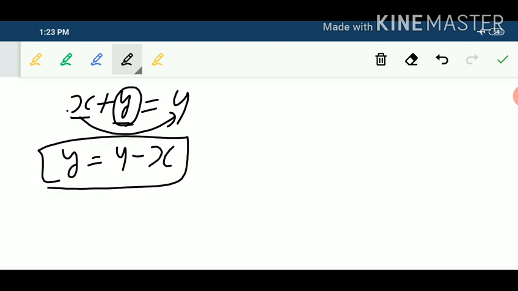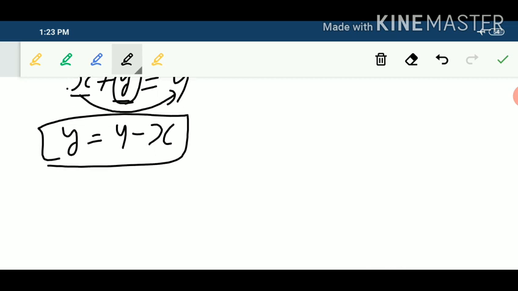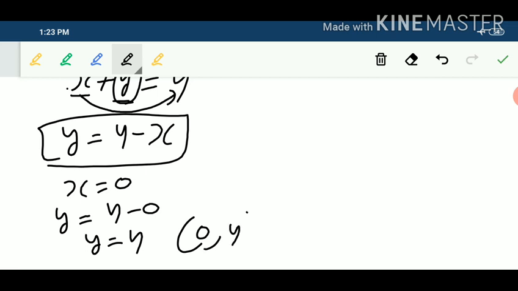This is the equation. Now, to plot the graph, we have to find the coordinates. To find the coordinates, put any value of x and find the value of y. Put the first value of x as 0. When we put x value 0, y value is 4 minus 0, so y value is 4. X value is 0 and y value is 4. So this is the first point.